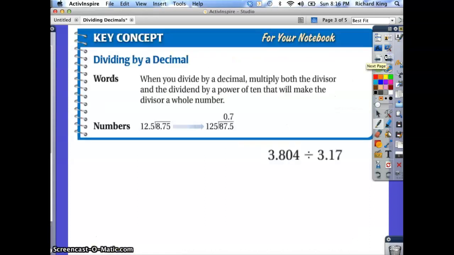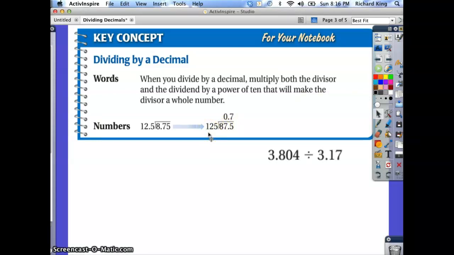Moving on. Now dividing by a decimal. When you divide by a decimal, multiply both the divisor and the dividend by a power of 10. That will make the divisor a whole number. So what you're trying to do here is make your divisor always a whole number. So you have to move the decimal one place to the right to make it a whole number. But whatever you do to the divisor, you must also do to the dividend. So if you move it one place to the right, you've got to move the decimal one place to the right in your dividend, which now becomes 87.5 divided by 125, and you can divide from there.